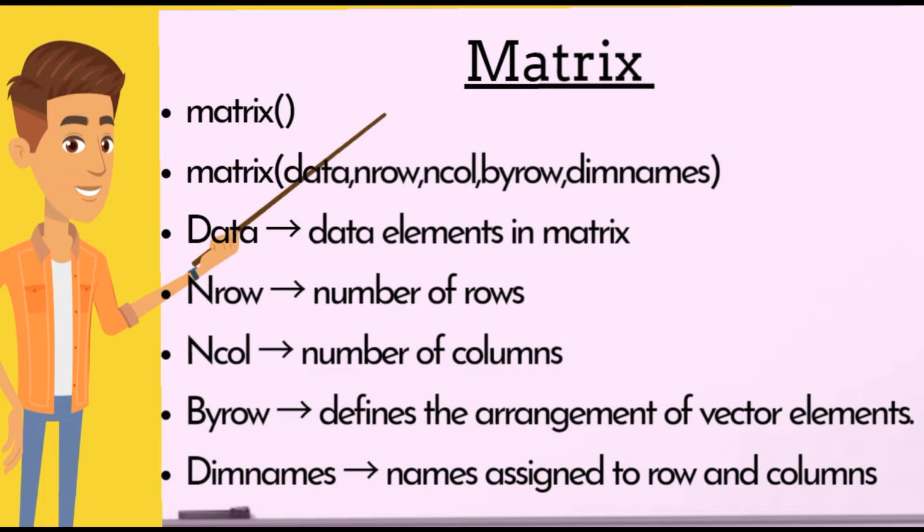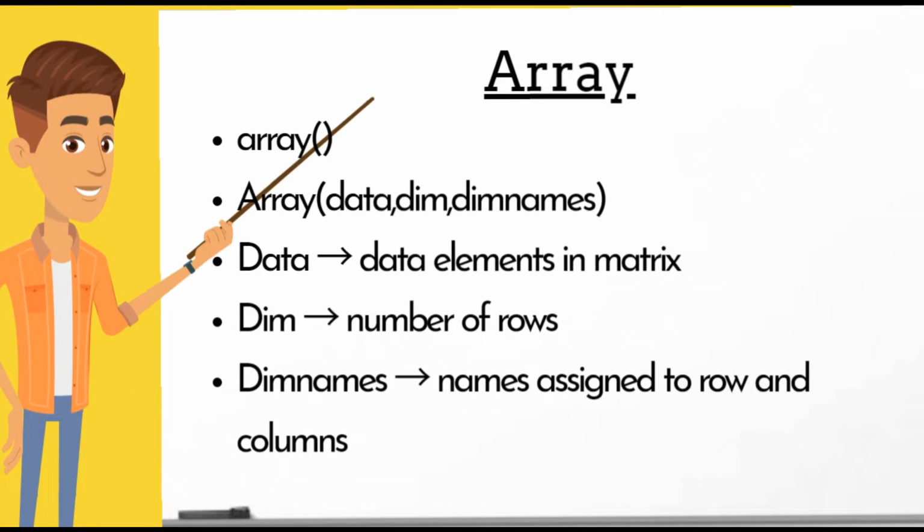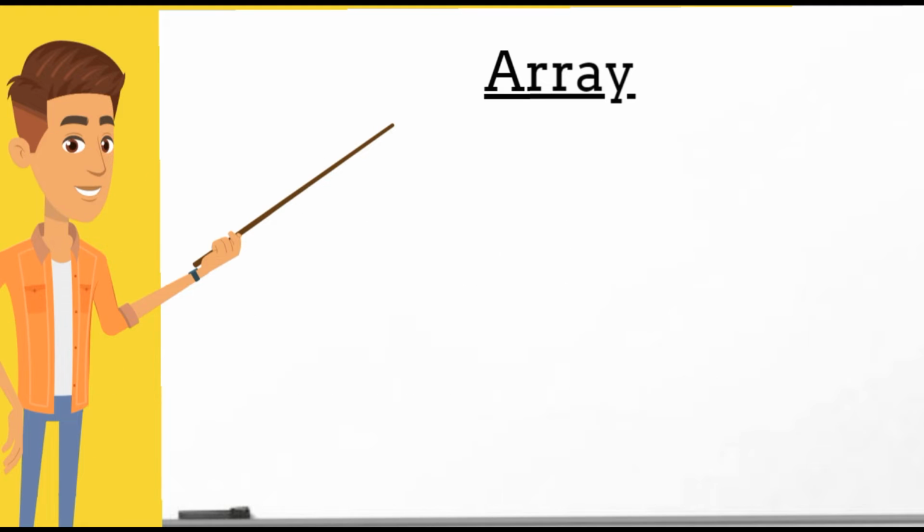In our previous video we talked about two things, matrix and arrays. Regarding matrix, as you can see on my screen, there are 5 parameters: data, nrow, ncol, byrow and dimnames. And you can see the array function, in which there are 3 parameters: data, dim and dimnames. Details of this you can find in my video whose link is given in the description. Let's proceed to section 2.